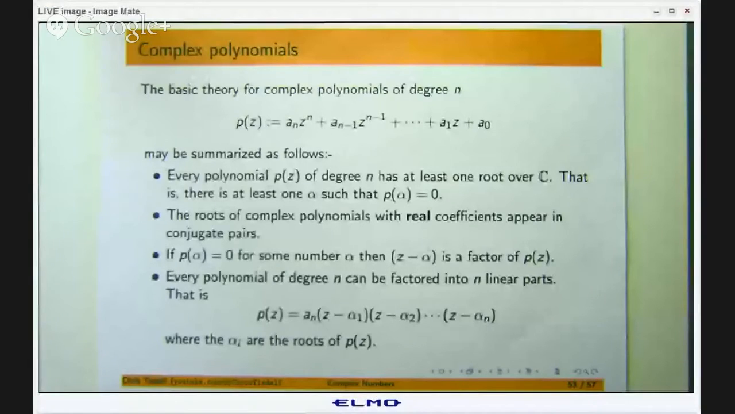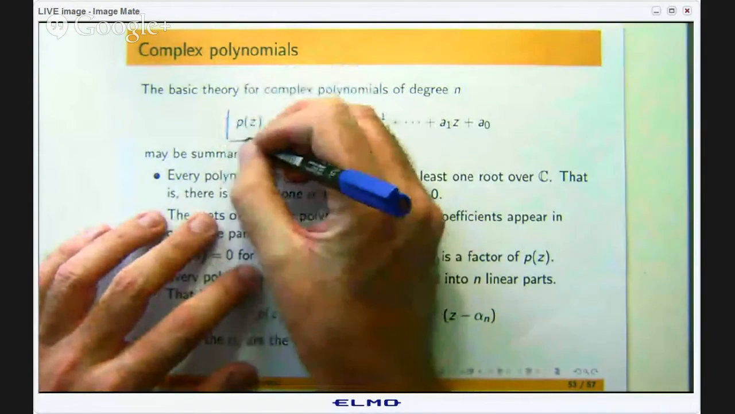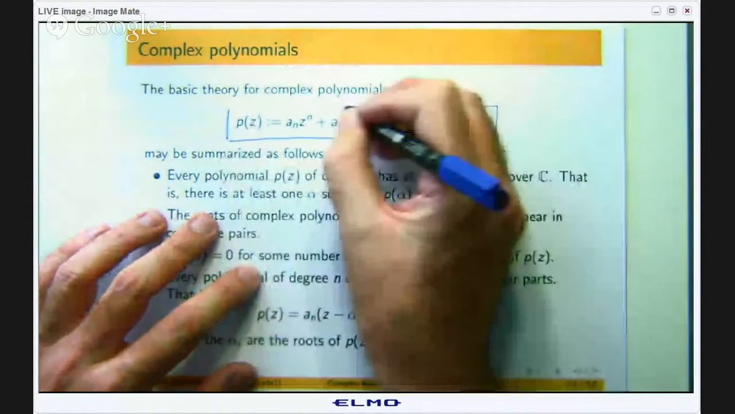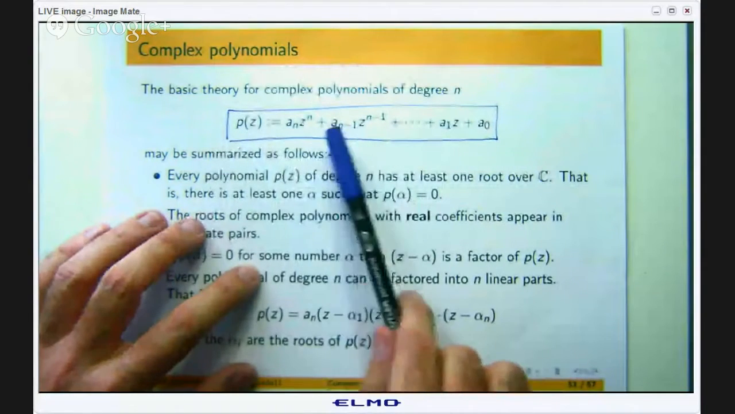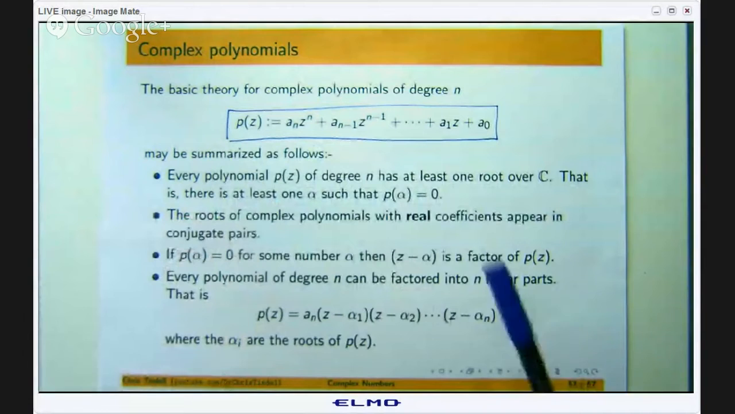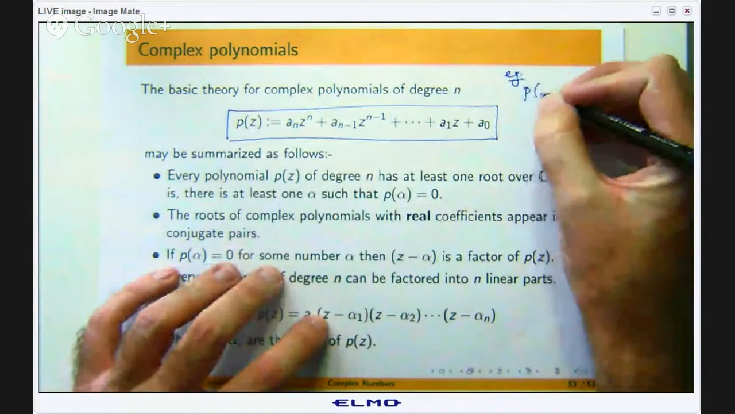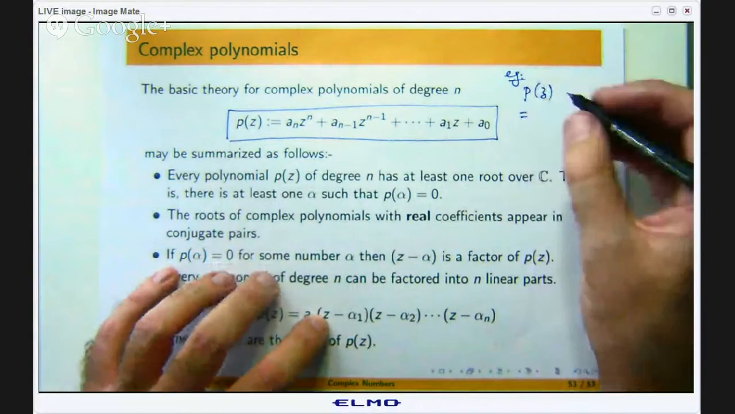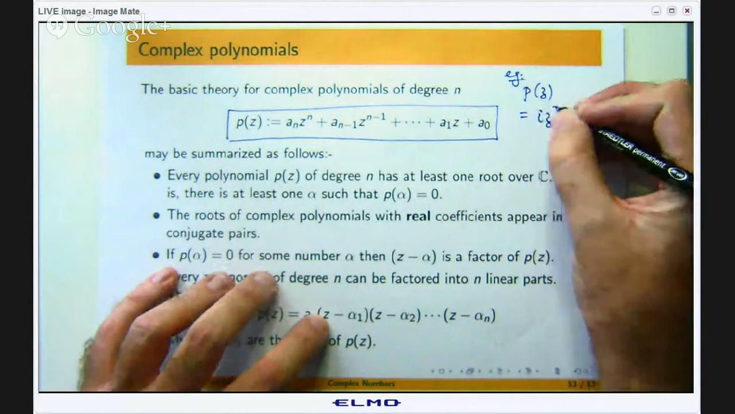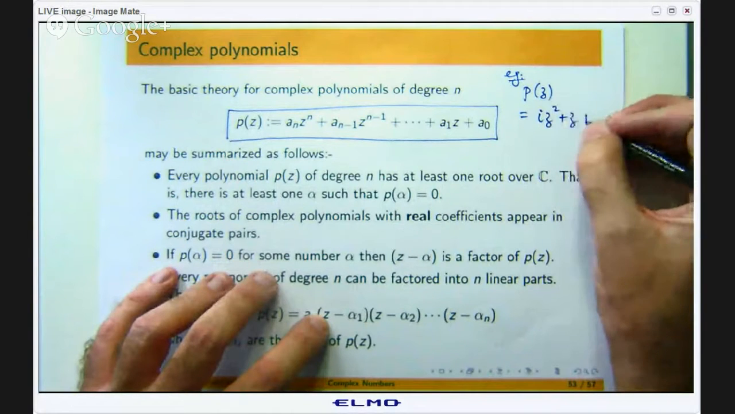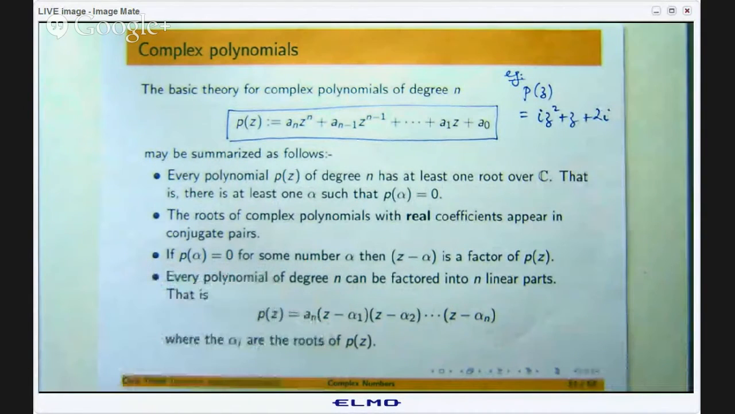Alright, so before we get down to do an example, let's just summarize the basic theory for complex polynomials of degree n. So suppose I have a polynomial, and here the coefficients, the a_n's, the a_(n-1)'s, the a_1's, etc., could be complex numbers. So for example, you might have a complex polynomial looking like this: iz squared plus z plus 2i, or something like that. Okay. All right, there's 4 main points here.